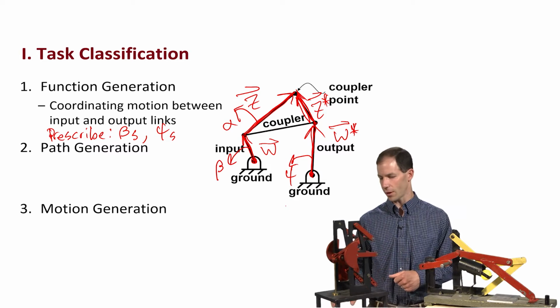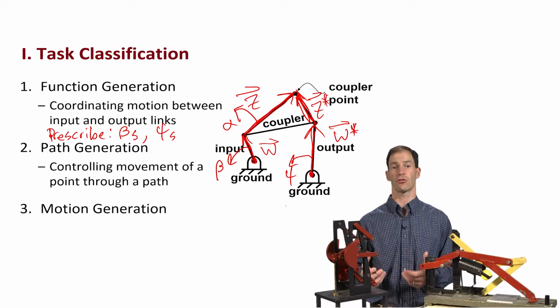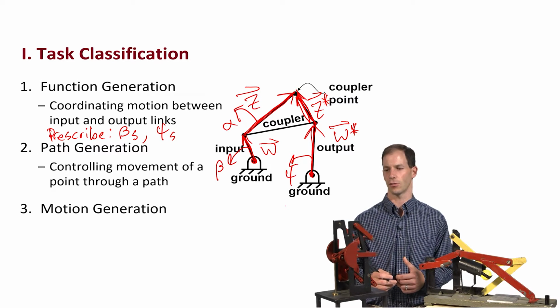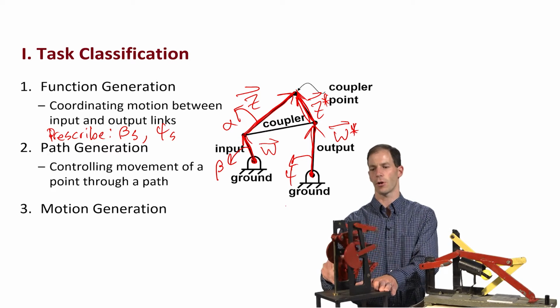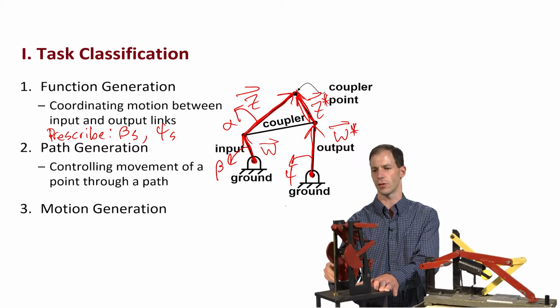Now let me move on to path generation as our second task. In path generation, I'm prescribing or controlling the movement of a point moving through a path in space. This mechanism right here happens to be a path generator. And you'll say, well, first of all, what is this thing? This is an oil pump rig.